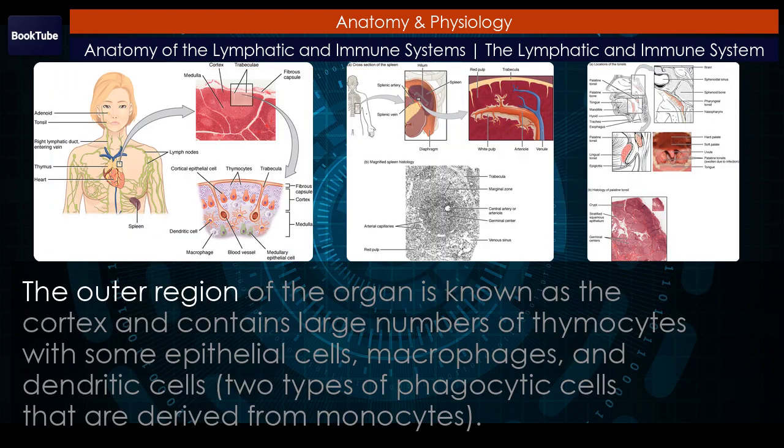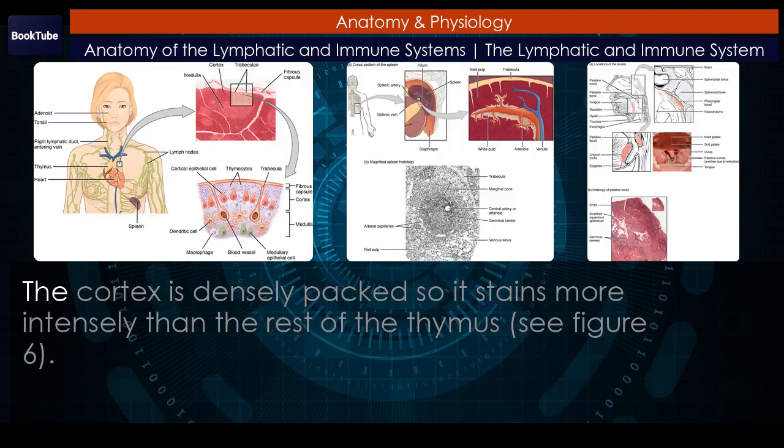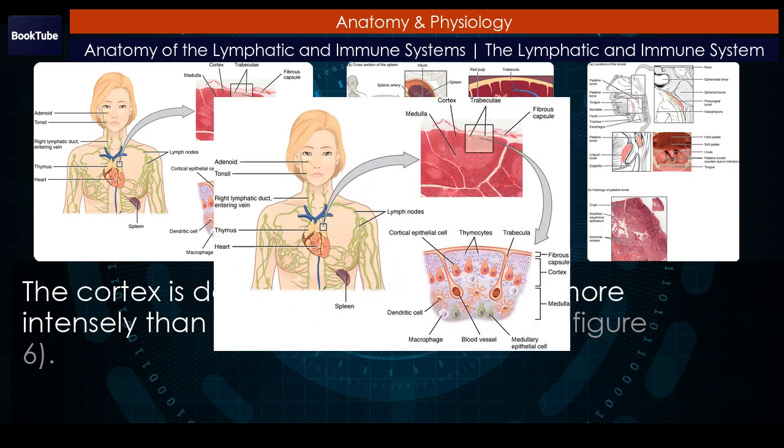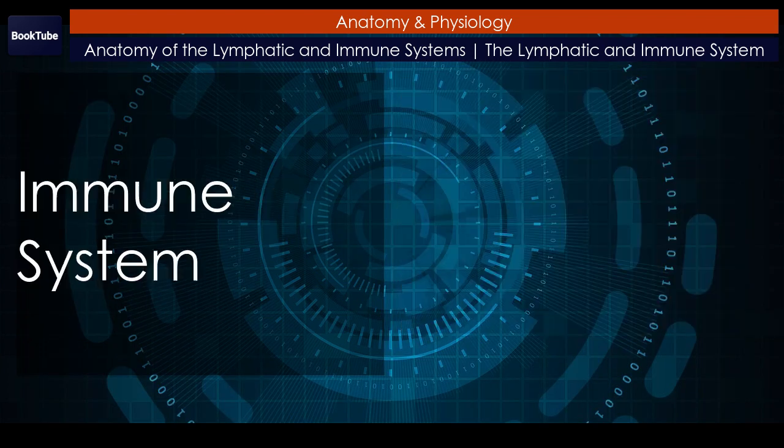The outer region of the organ is known as the cortex and contains large numbers of thymocytes with some epithelial cells, macrophages, and dendritic cells, two types of phagocytic cells that are derived from monocytes. The cortex is densely packed so it stains more intensely than the rest of the thymus, see Figure 6. The medulla, where thymocytes migrate before leaving the thymus, contains a less dense collection of thymocytes, epithelial cells, and dendritic cells.